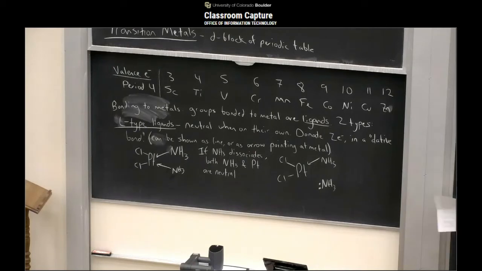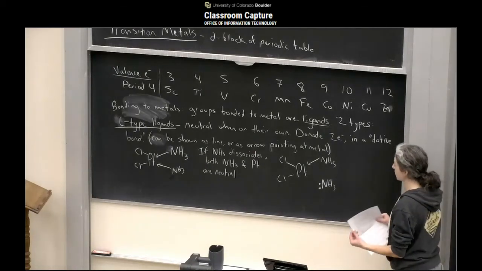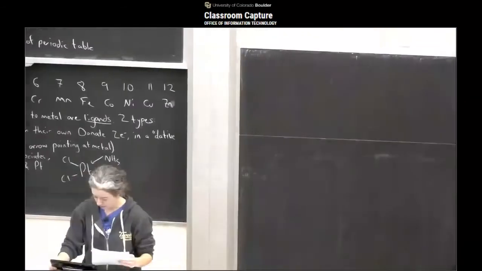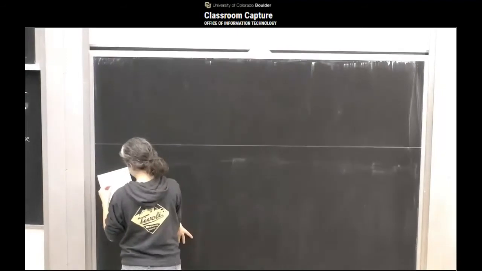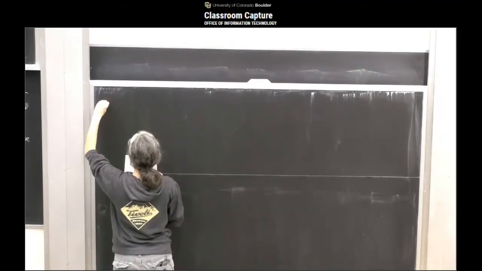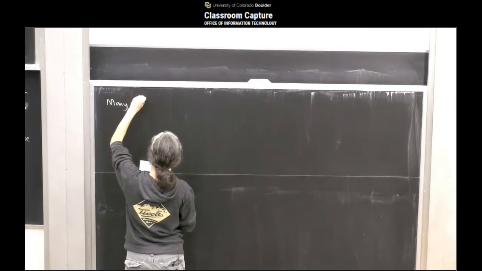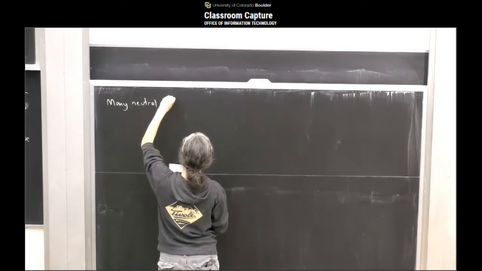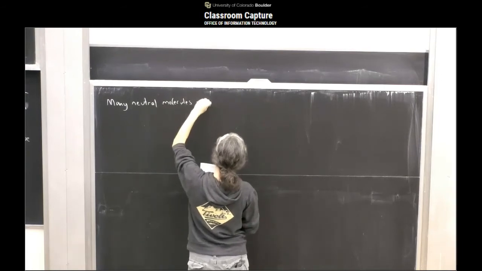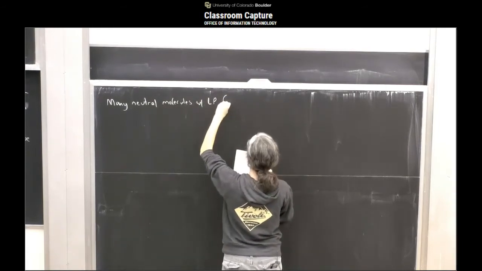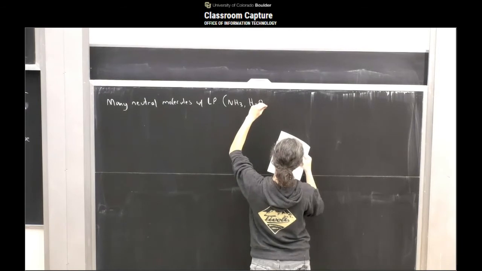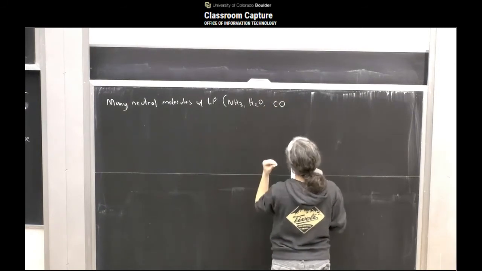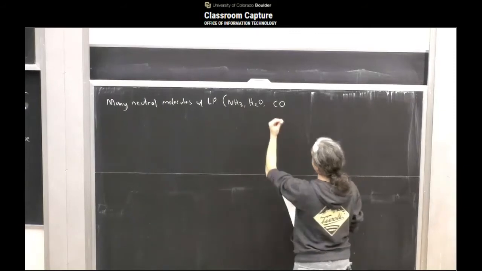Okay, so the most common things that are going to show up in the L-type category are anything with a lone pair that's neutral usually. So many neutral molecules with lone pairs. So for example, NH3, H2O, carbon monoxide, as it turns out, actually shows up a ton in this chapter.